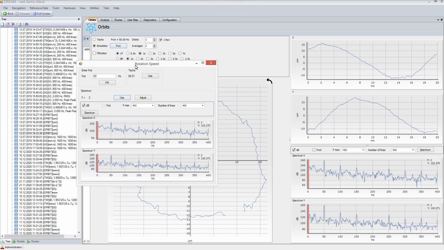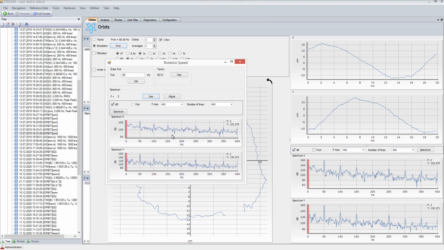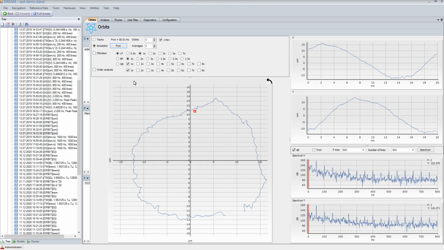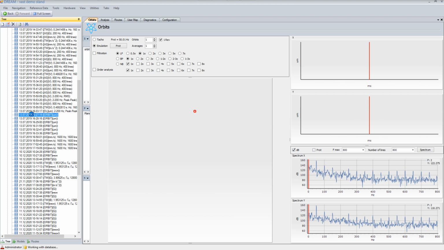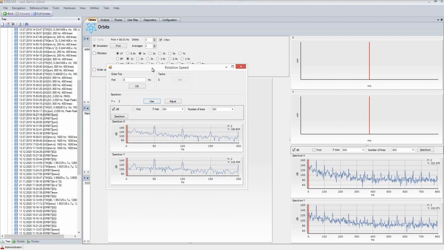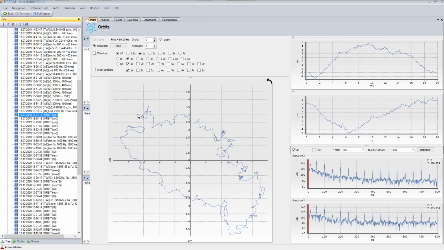Also, you can point the rotation speed on the spectrum. For example, I can say that here I have my rotation speed. I can adjust it according to the Hanning window, use it, and say OK. So this is the emulation. If I have an orbit that doesn't have any TACO, I can just use it from the spectrum. Again, adjust, use, OK. So this is the orbit that didn't have any TACO signal when it was measured.